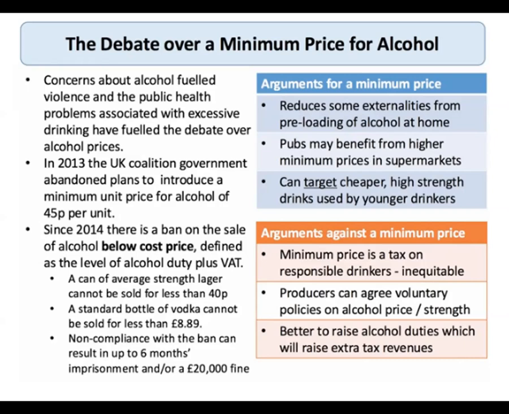Producers can agree voluntary policies on alcohol price or strength. Again, if producers are involved, that could possibly diminish the effectiveness of that minimum price. Better to raise alcohol duties, which will raise extra tax revenue. So the minimum price does not gain the government any revenue. Tax is the only policy that will gain revenue for the government. The firm doesn't see an increase in revenue from minimum prices. It simply reduces consumption.